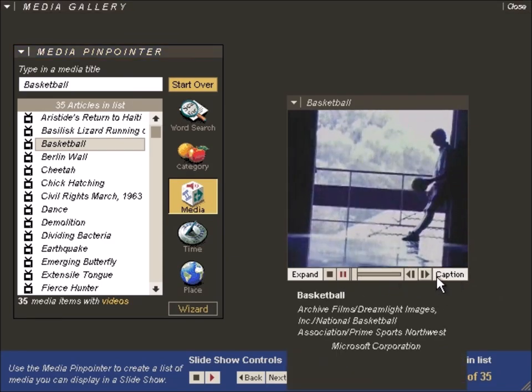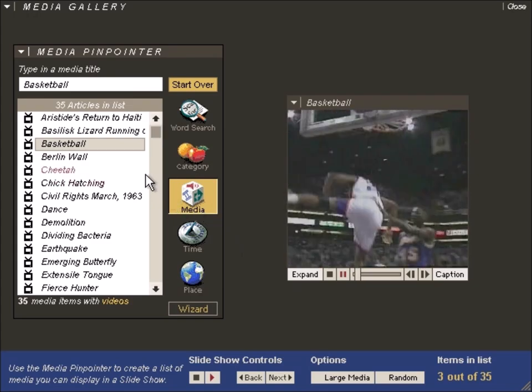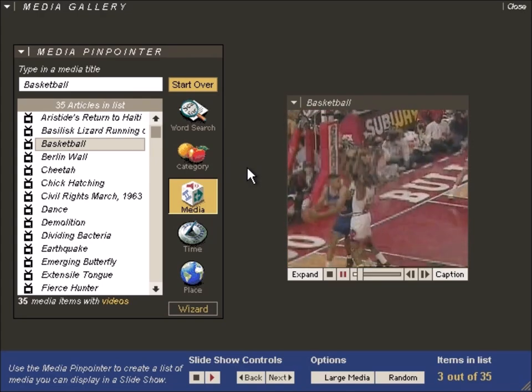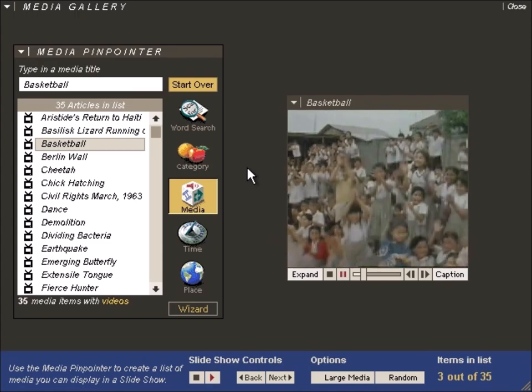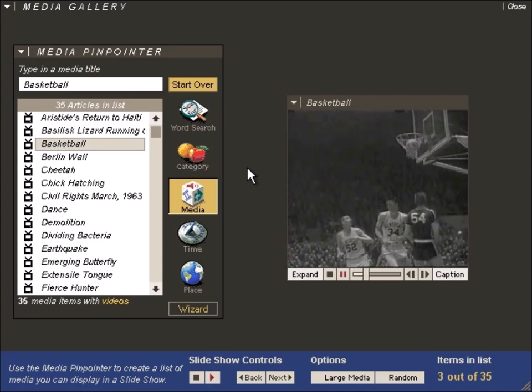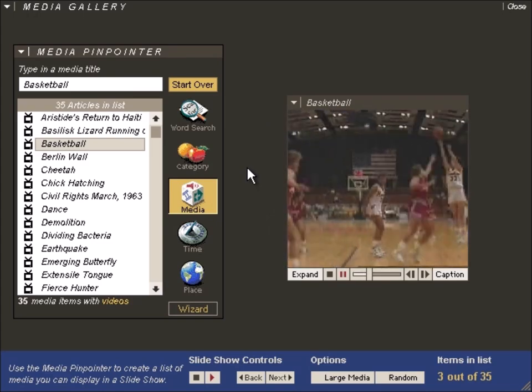So, you want to play some basketball. Fast-paced and action-packed. Basketball is one of the most popular sports in the world. To play and to watch. The object? To get the ball in the basket.